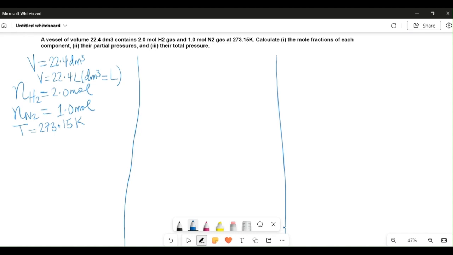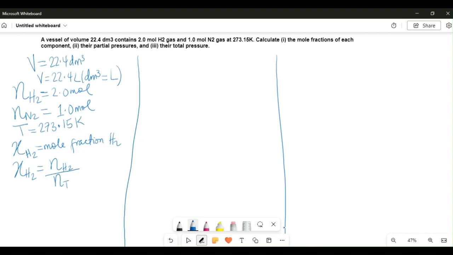So the formula for the mole fraction, cursive X, of say the H2 gas, is the number of moles of H2 gas in the mixture divided by the total number of moles of the mixture.